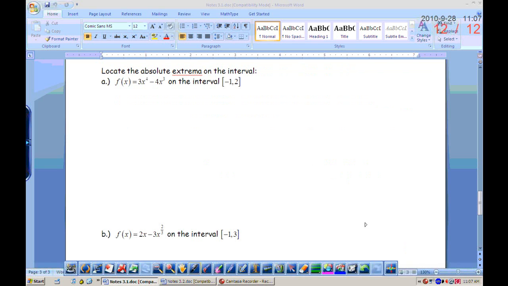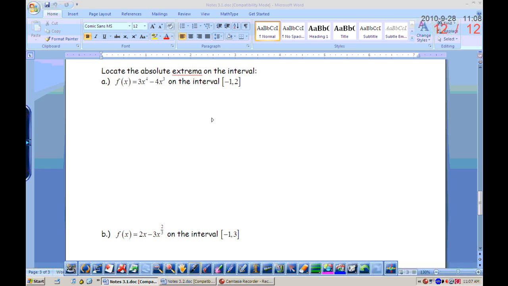Locate the absolute extrema on the interval of f of x between -1 and 2. Whenever I ask you to find absolute extrema, I'm always going to give you an interval because, back to the extreme value theorem, if your function is continuous on a closed interval, you're guaranteed a minimum and a maximum. So we're going to look for critical numbers, and we're going to look at the endpoints. Let's start with the critical numbers.